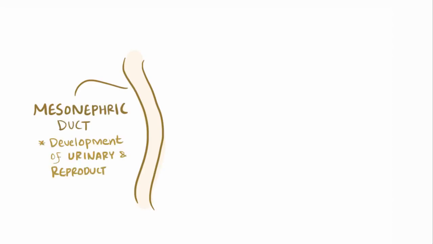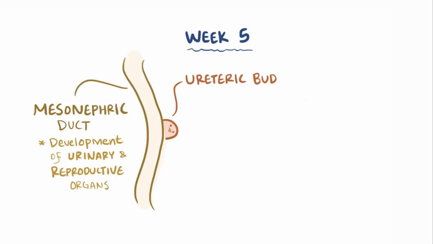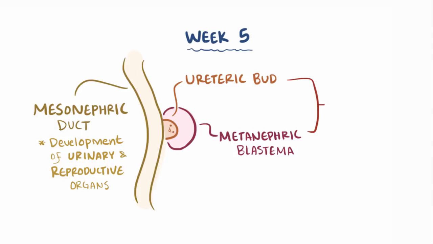Alright, so during fetal development, first off, you've got this structure called the mesonephric duct, which is involved in development of urinary and reproductive organs. And during the fifth week of gestation, a little guy called the ureteric bud starts pushing its way into another structure called the metanephric blastema. And together, these two little embryologic structures go on to develop into a kidney.